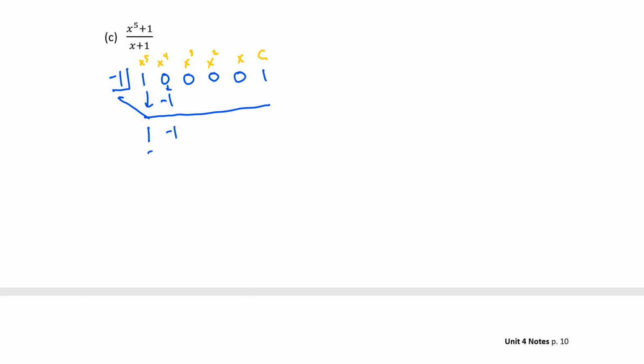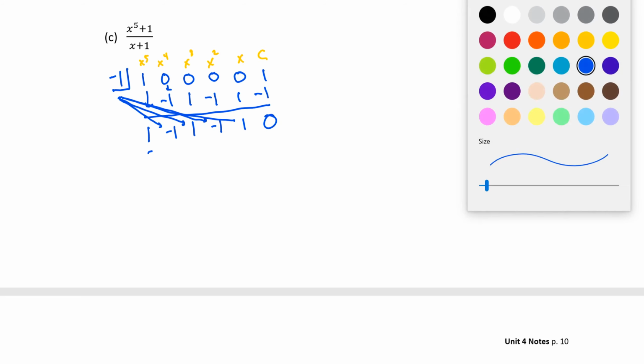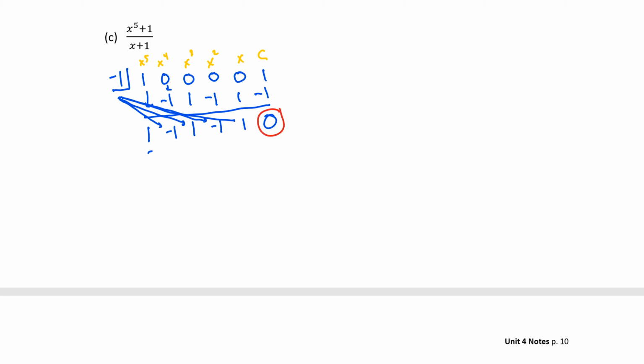Okay, next, number on the baseline times the number in the box, we get positive 1. 0 plus 1 is 1. Multiply here to get negative 1. Add vertically to get negative 1. We're going to see a repeating pattern here. Notice in this case, our remainder is 0.